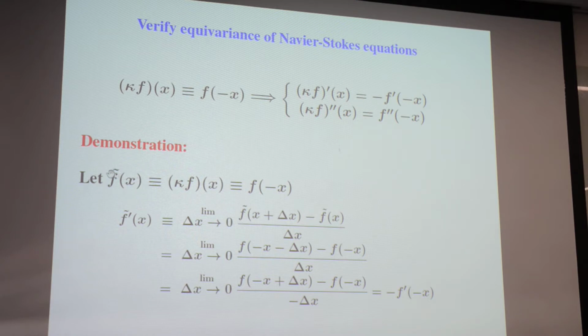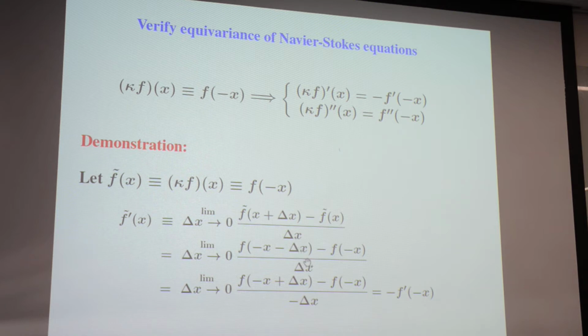It'll be easier if we give a name to kappa f, call it f tilde, which is f of minus x. Now let's get the derivative of f tilde. We take f tilde of x plus delta x minus f tilde of x, over delta x. That's the derivative. Now, f tilde is f of minus x, so for x plus delta x with a tilde, we have f of minus x minus delta x without the tilde, and here we have minus f of minus x. Okay?